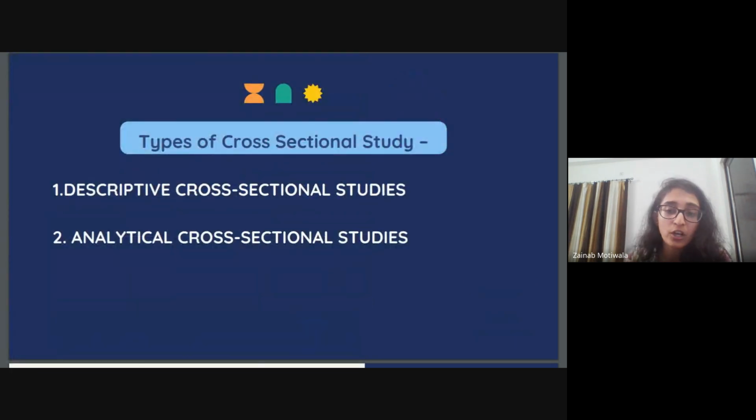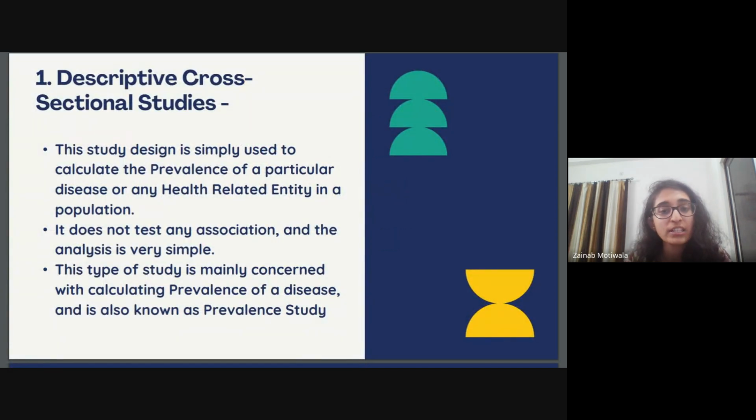Now, coming to the types of cross-sectional study design. We have two types of cross-sectional study designs. One is a descriptive one, while the other is an analytical type. Talking about descriptive types of cross-sectional studies: a descriptive cross-sectional study is primarily used to calculate the prevalence of a particular disease or a health-related entity. In this type, we're not testing any association of exposure and disease, and the analysis is very simple. We're only looking at prevalence of a disease, and therefore it is also known as a prevalence study.